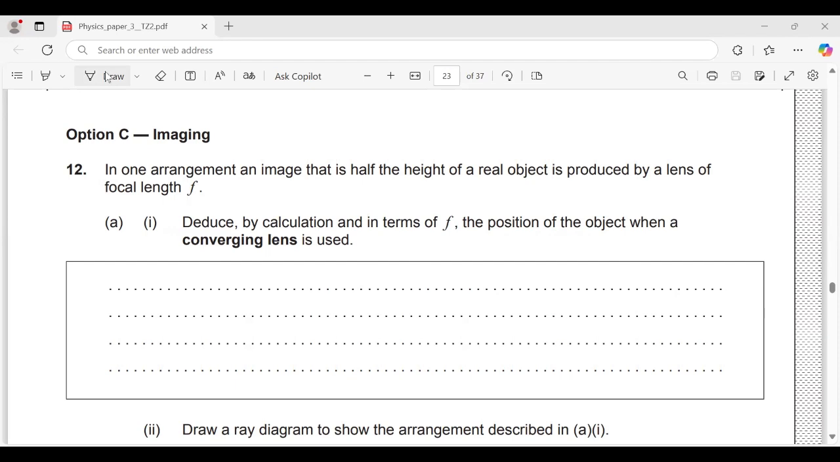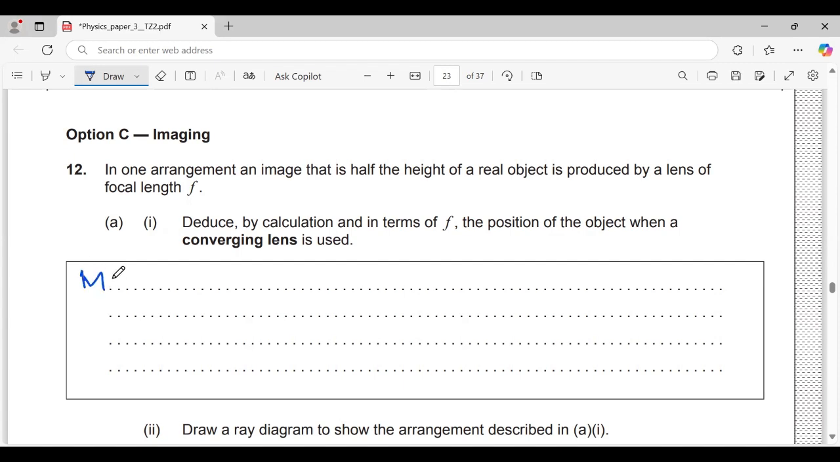In one arrangement, an image that is half the height of the real object is produced by a lens of focal length f. Deduce by calculation, and in terms of f, the position of the object when a converging lens is used. So the magnification produced by the lens is given by this formula.